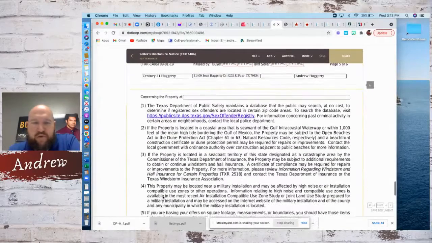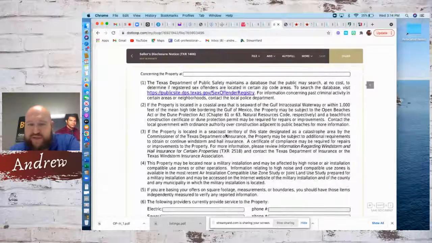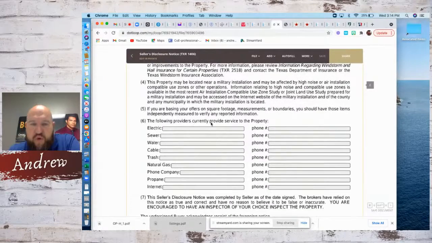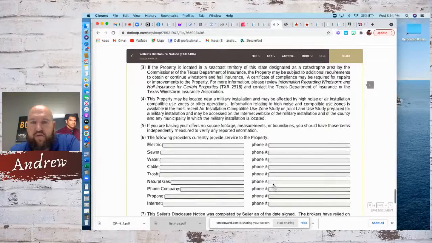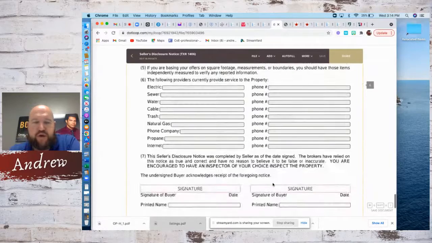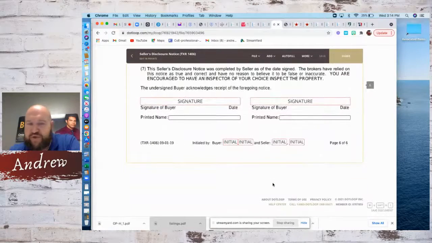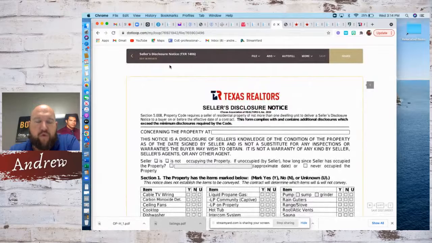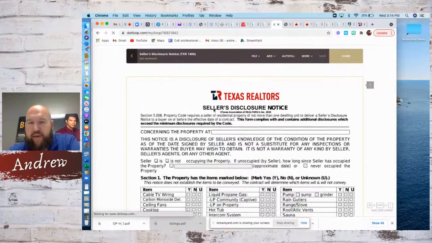More information about Department of Safety as far as sex offender registries, properties located in coastal areas, the Seaward Gulf, that information is there as well as wanting who is the current provider of all of the utilities as well as their phone numbers. Just a lot more information there. The same military installation and Gulf conversations are from the TREC form. So this form uses every bit of its 6 pages, whereas the TREC form is only 4. Now we're going to go look at that other form, that 1414 form.